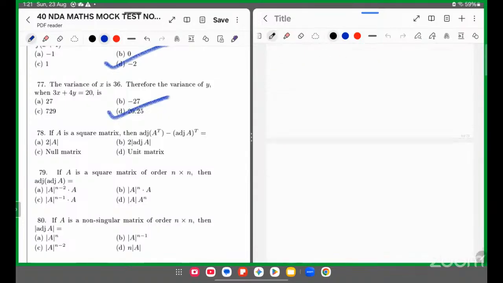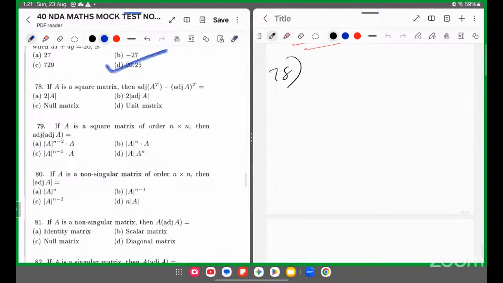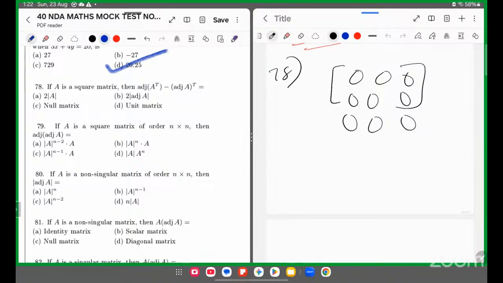78. If A is a square matrix, then adj of A transpose minus adj of A the whole transpose. As per the property, adj of A transpose is same as adj A the whole transpose. So they are getting mutually cancelled. That means we will get a square matrix where all the elements are 0. So we can say that the answer is a null matrix.